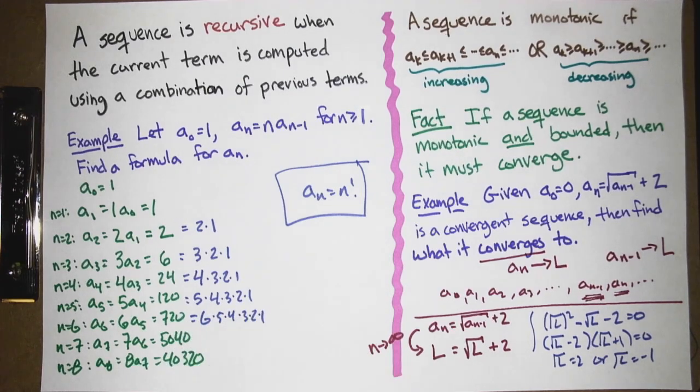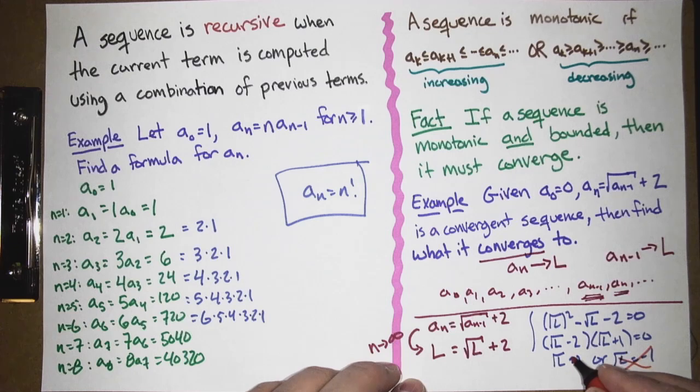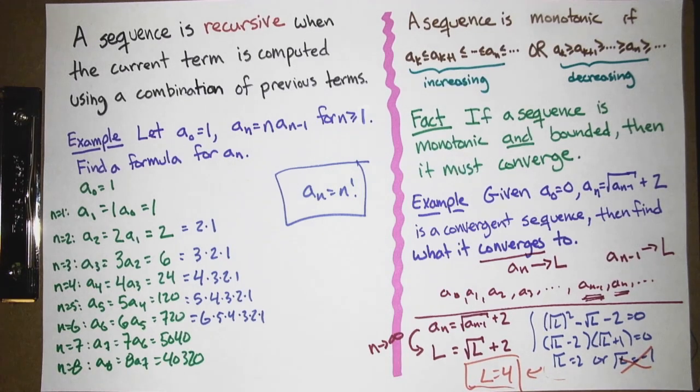But which one is impossible? Can square root of L be negative 1? No. Square roots always come out positive out of the square root. So, okay, that's a ridiculous answer. And so, our conclusion is we must have square root of L equals 2, which tells us L equals 4. So there's the limit.